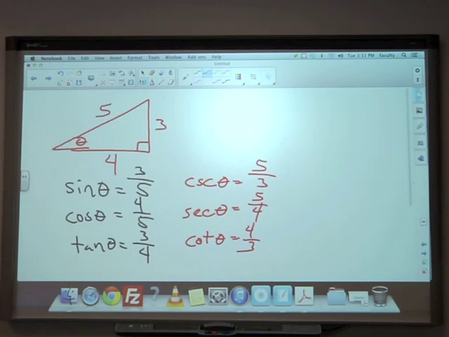Okay? All right. So, given a triangle, you ought to be able to write out all the various fractions for all the trig functions.